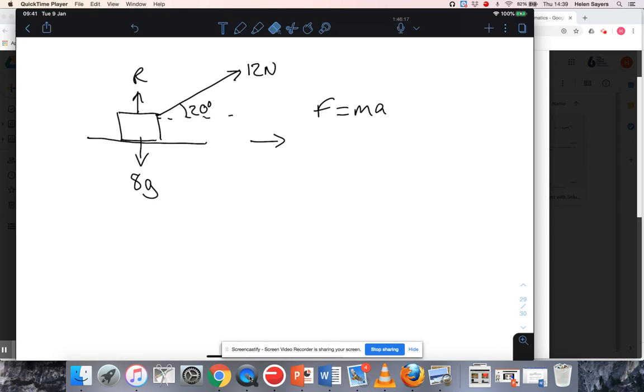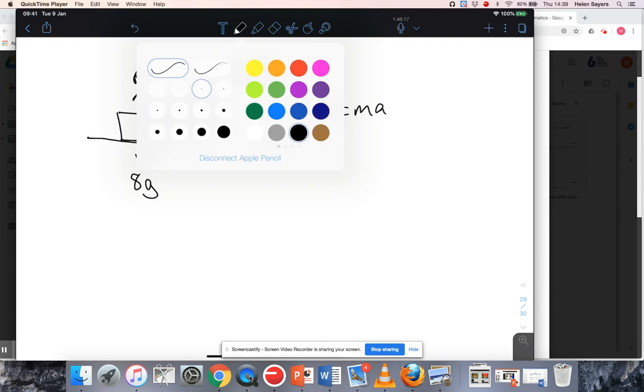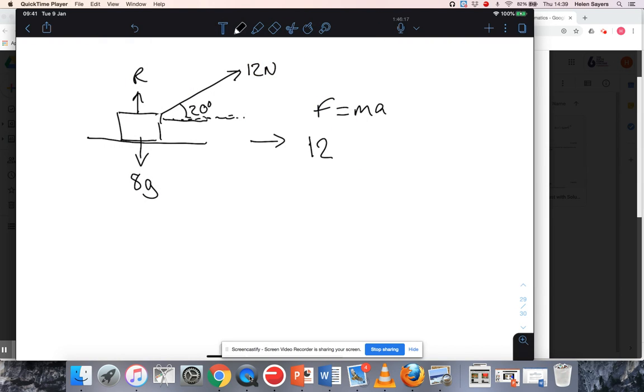So the only force is that 12 newtons, and that is pulling towards the right, but it's not the full 12 newtons. I need to work out this part of it. So this is adjacent to the 20-degree angle. So the horizontal component of that force is going to be 12, and then it's adjacent, so that's going to be 12 cos 20. And that's the only force.